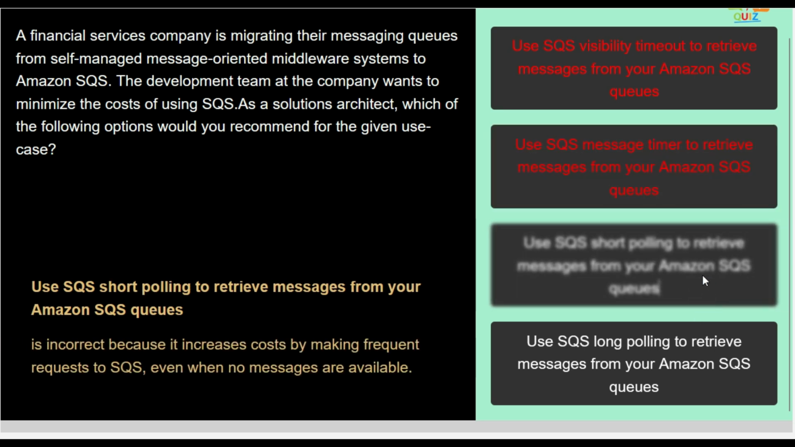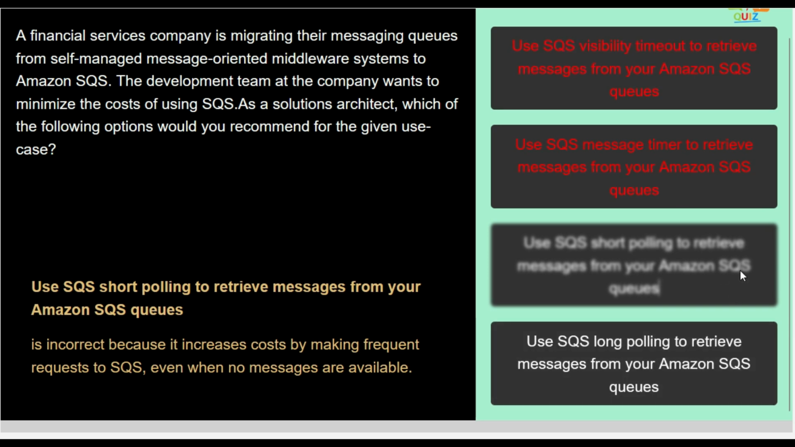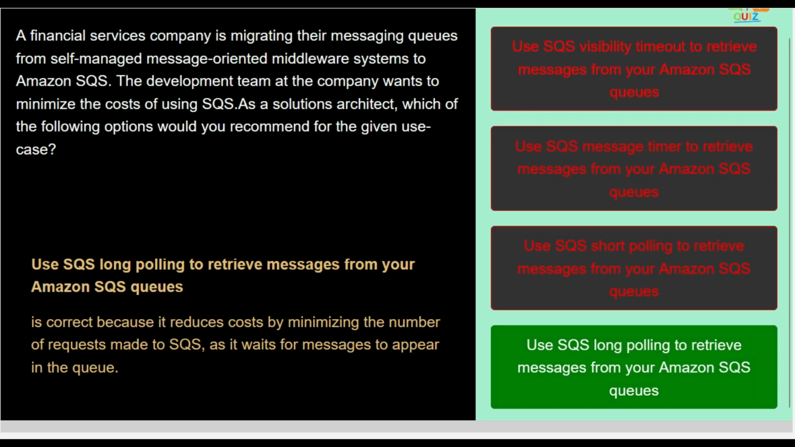Option 3, use SQS short polling to retrieve messages from your Amazon SQS queues. This option is also incorrect because it increases costs by making frequent requests to SQS even when no messages are available. Okay, so option number 3 is also the wrong answer. Option 4, use SQS long polling to retrieve messages from your Amazon SQS queues. So this option is correct because it reduces costs by minimizing the number of requests made to SQS as it waits for messages to appear in the queue. Okay, this is why option number 4 is the correct option.